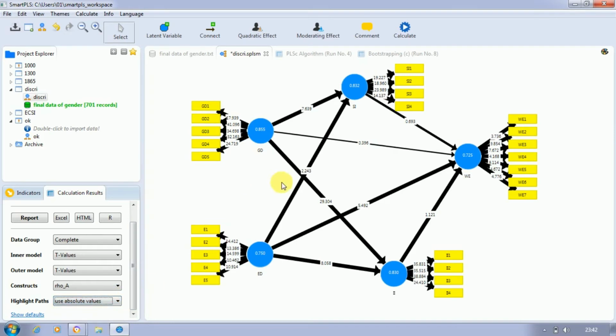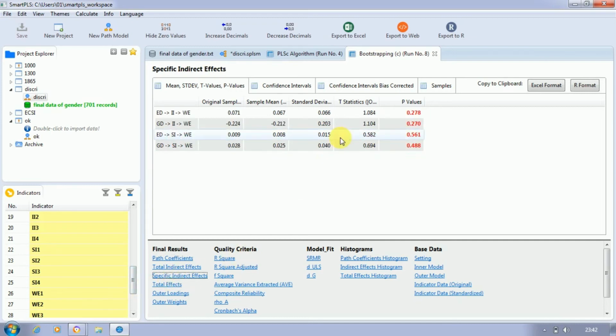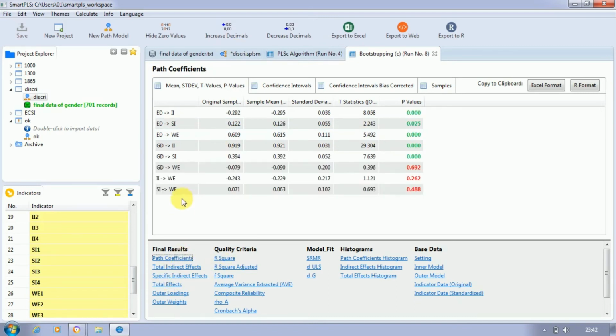Wow, it's highlighted. Now you can easily see about the results that the ED to WE relationship is significant at 95% confidence interval, but the direct relationship between GD to WE, as our results are also showing in the path coefficient, has no direct effect, but there is a direct effect of ED to WE. The result shows that there is no indirect effect, but as per this criteria there is a significant difference from ED to II and GD to II.